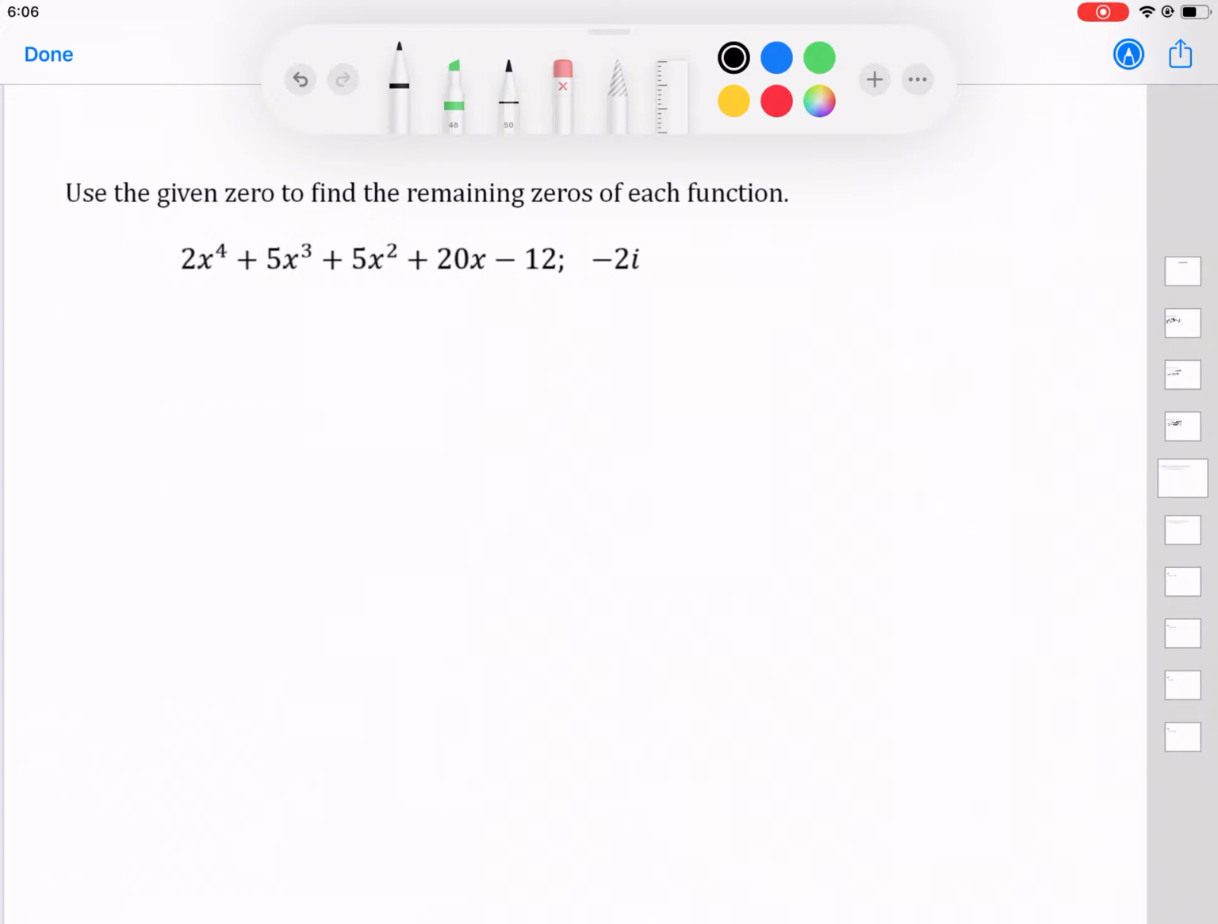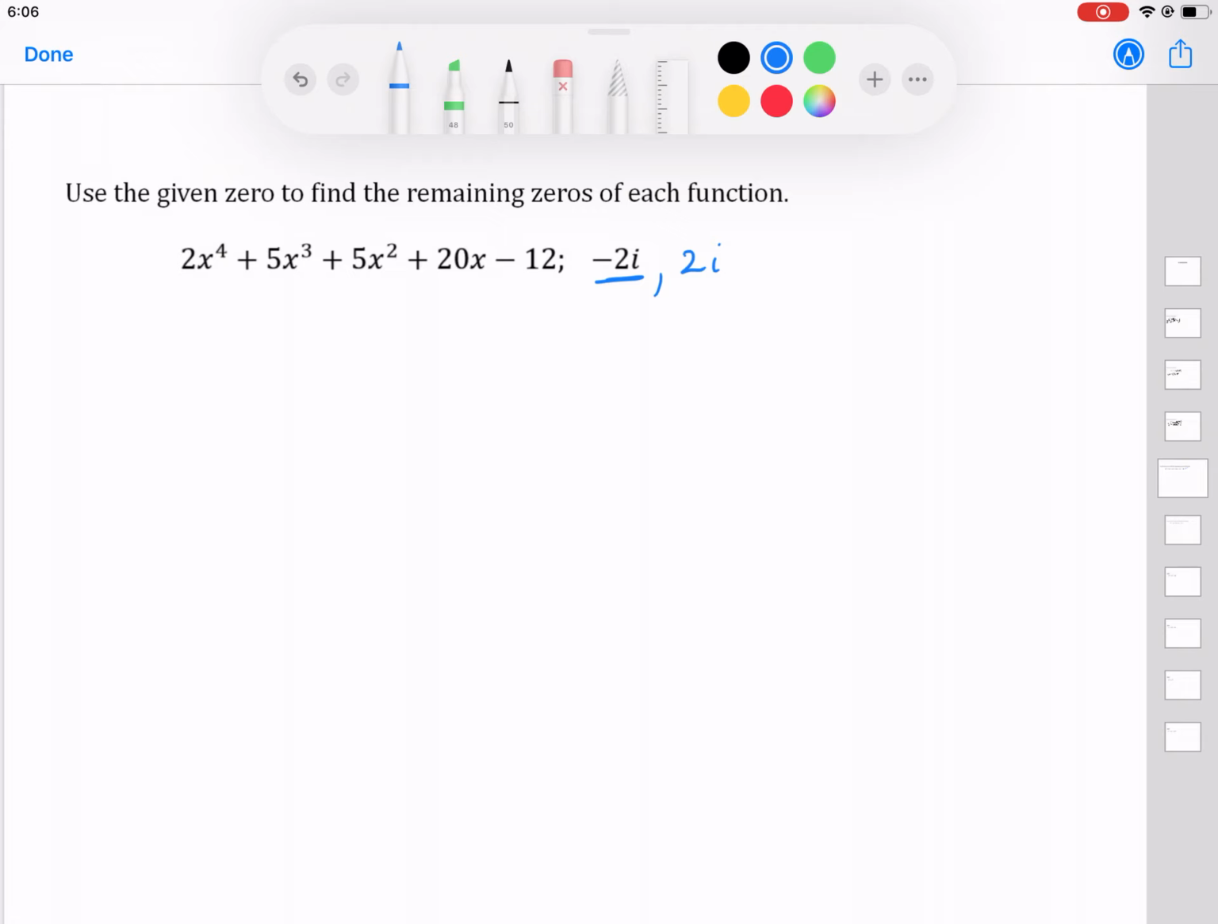So another topic that's helpful to know is how to find remaining zeros if you're given at least one zero. Now notice the one zero I give you is imaginary. So there's actually a nice easy way to find your remaining zeros if you have one imaginary zero. Imaginary zeros always come in pairs, remember. Because I have negative 2i, that means I also have 2i as a zero. So I have two more zeros I need to find.